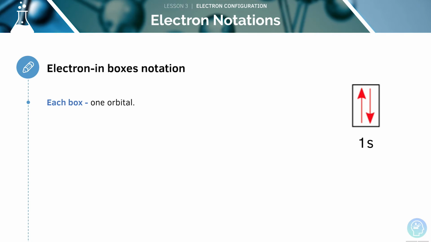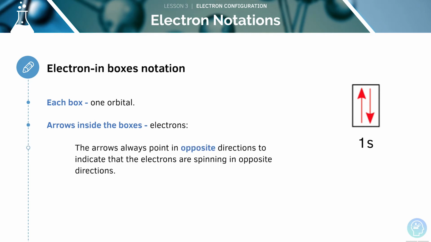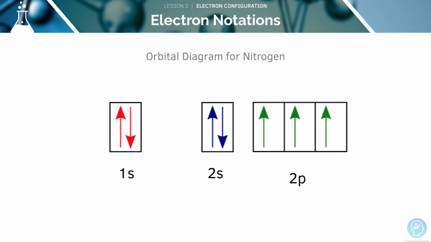Within each subshell, we can draw out the electrons in orbitals. Each box will represent one orbital. The electrons are represented by the arrows inside the boxes. The arrows will always point in opposite directions to indicate that the electrons are spinning in opposite directions. This diagram helps us to understand orbitals and subshells. We'll be looking at nitrogen in this example.